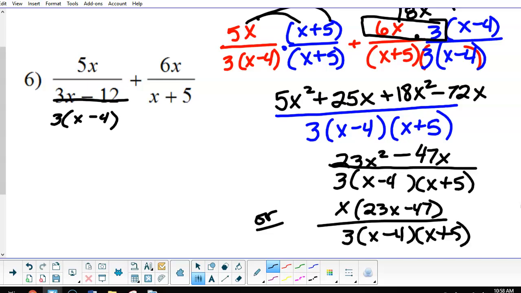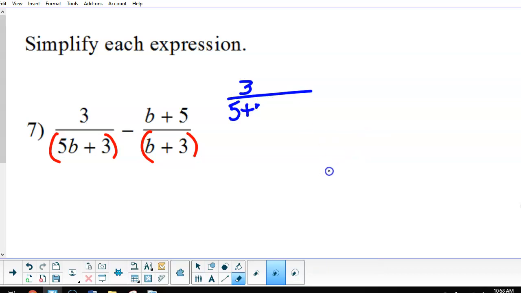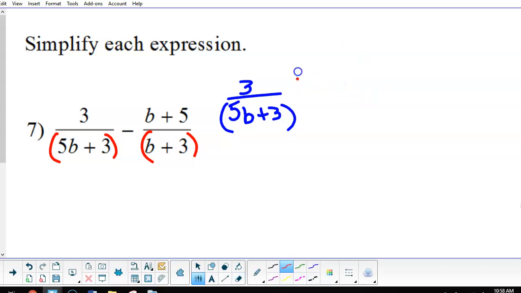Blech. We got two more? We got to subtract. Ooh. Somebody, what would somebody do that would be horribly wrong? Just, like, put a 5 on that one? And a 5 up top, maybe? Yeah, no. Because this doesn't work. This is a totally separate factor. So we're going to have to multiply them both again. Okay, so we have 3 over 5b plus 3. Oops, I can't write. And that will need to multiply by what? Yep, to get the common denominator.